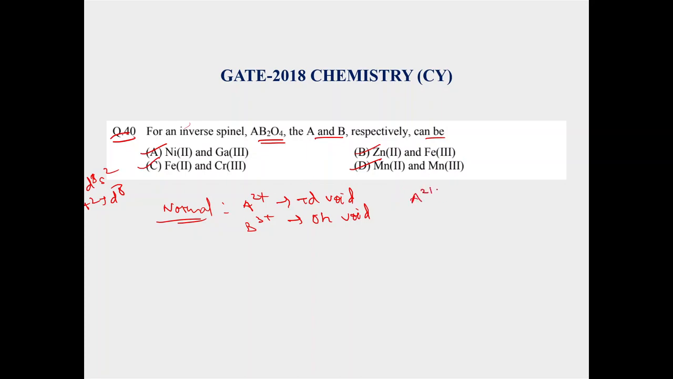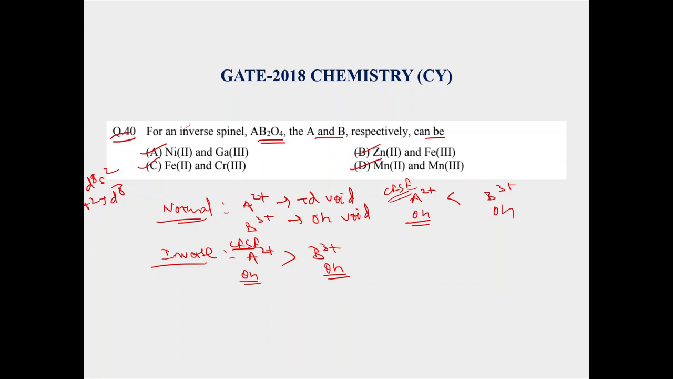So if A2 plus CFSE in octahedral crystal field is less than B3 plus crystal field stabilization, CFSE means crystal field stabilization energy. If this is the case, then we will get normal spinel structure. Whereas if A2 plus octahedral crystal field stabilization energy is greater than B3 plus octahedral crystal field stabilization energy, then we will get inverse spinel structure.